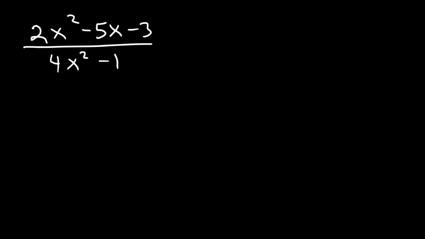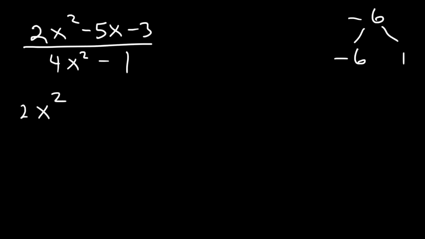Here's another one that you could try. 2x squared minus 5x minus 3 divided by 4x squared minus 1. Go ahead and take a minute and work on that. So how can we factor 2x squared minus 5x minus 3? This time, we have a trinomial where the leading coefficient is not 1. So we need to multiply 2 by negative 3. 2 times negative 3 is negative 6. And we need two numbers that multiply to negative 6 but add to negative 5. So that's going to be negative 6 and positive 1.